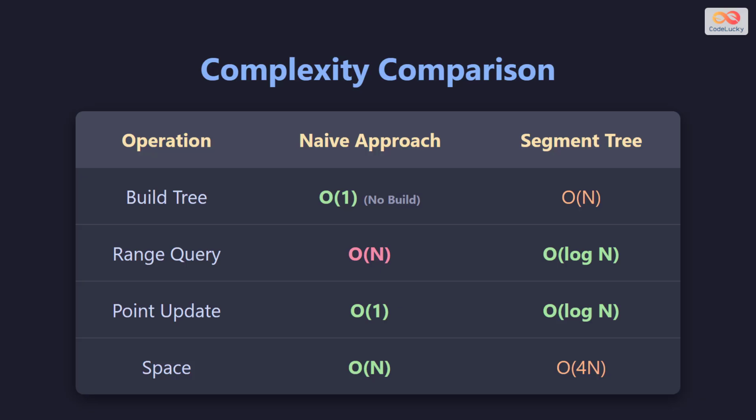To wrap up, let's compare the efficiency. The naive approach takes O(n) for queries, which is bad for large datasets. The segment tree takes slightly longer to build and uses more memory, but it performs both queries and updates in O(log n) time. This massive speedup makes it the preferred choice for range query problems.